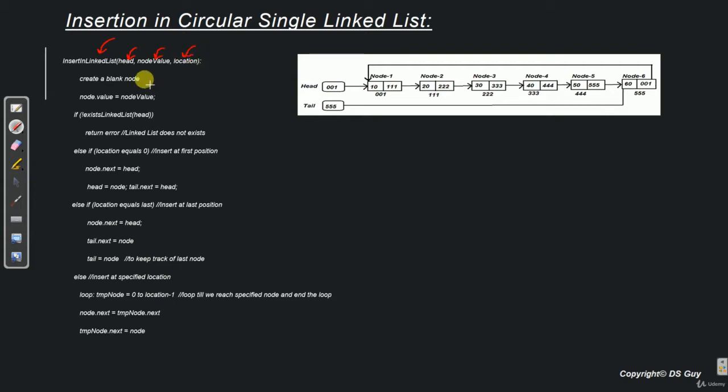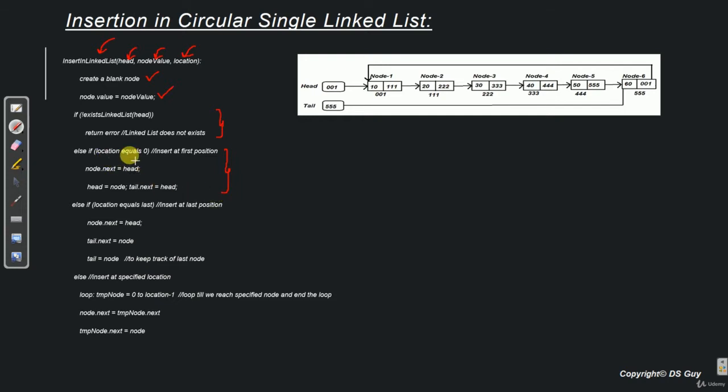Now the first step is we create a blank node and we insert the desired value in the node. Then we check if the list does not exist. Then we return an error message because in that case we cannot insert a new node. So in case the list exists, then we come to the else if block.